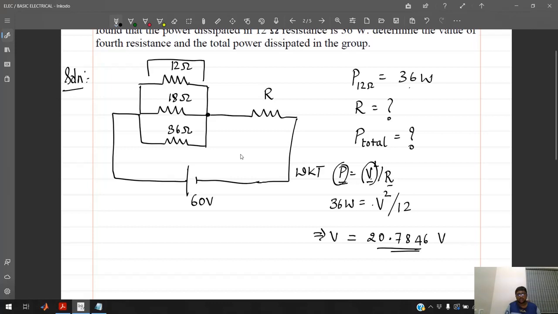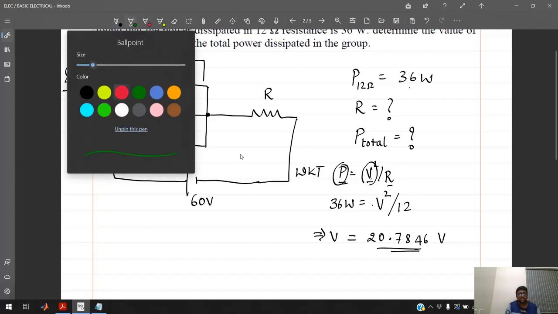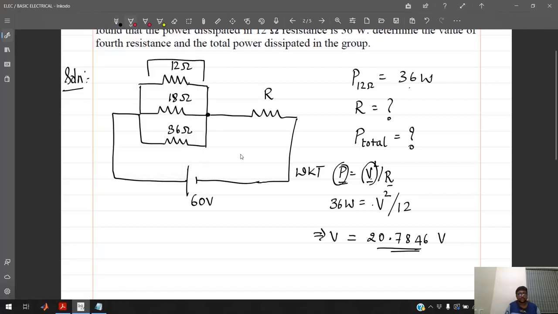Now, as 12 ohm, 18 ohm, 36 ohm all are connected in parallel, the voltage drop across all the three resistors will also be the same, that is 20.7846. So the voltage across all the three parallel resistors will be 20.7846 volts.